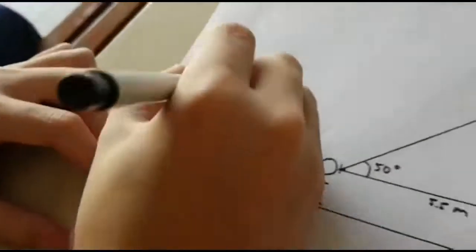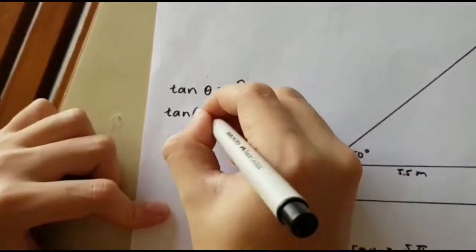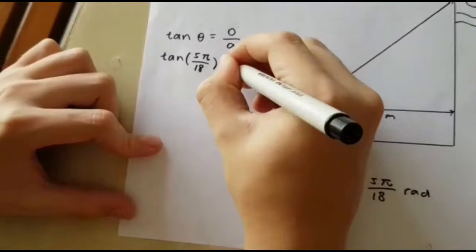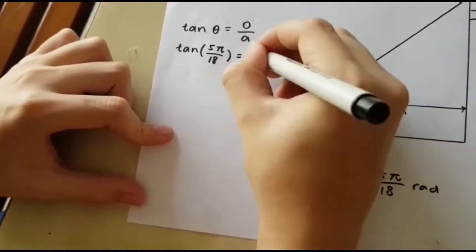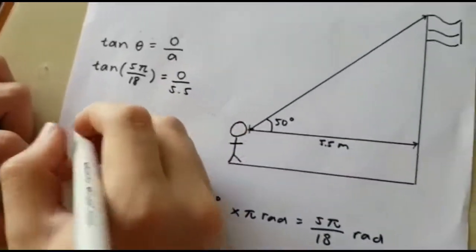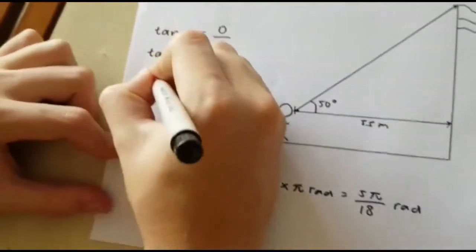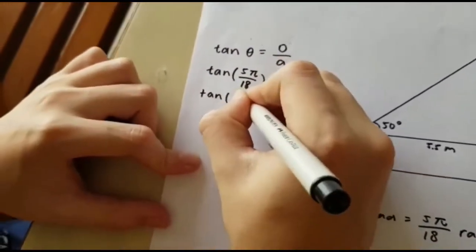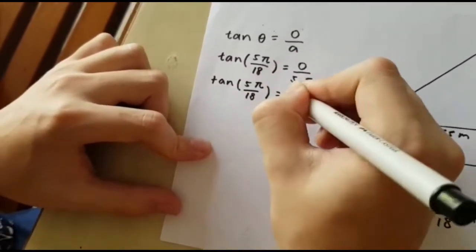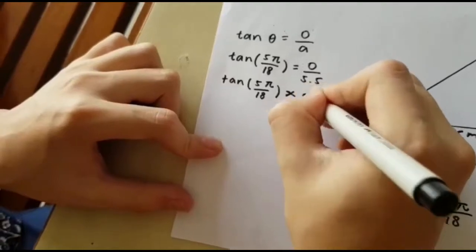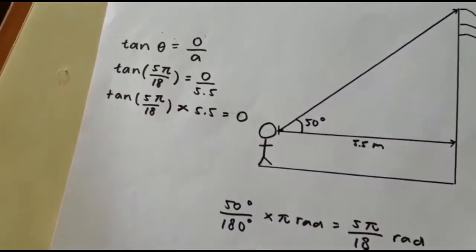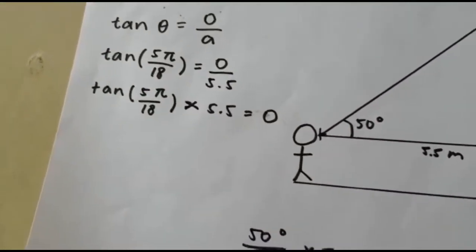Okay, so Addison's going to input the values. So tangent 5 pi over 18, we're using the radians, over the opposite, which we are trying to find, over the adjacent, which is 5.5 meters. Yeah, so we're moving the 5.5 to the other side, which means that we are multiplying it.